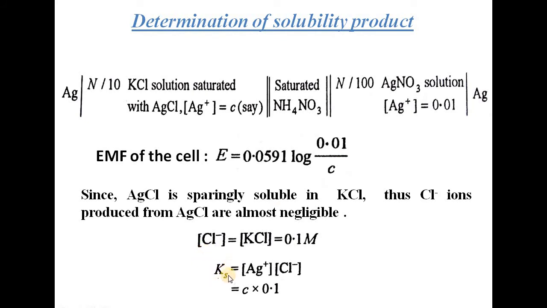Now the solubility product is given by the product of the concentrations of Ag+ and Cl−, and the concentration of Ag+ is given by C, which can be calculated from the EMF of the cell, and the concentration of chloride ion is equal to 0.1 molar. So we can easily find out the value of the solubility product of silver chloride.